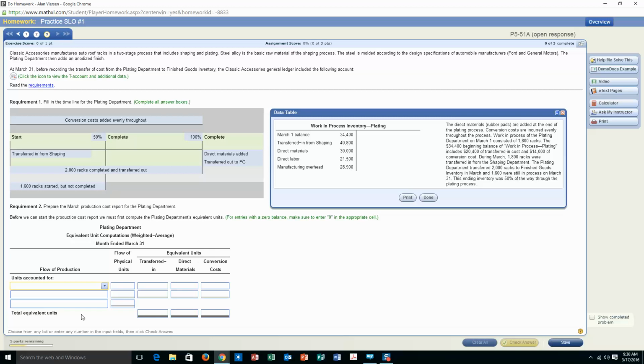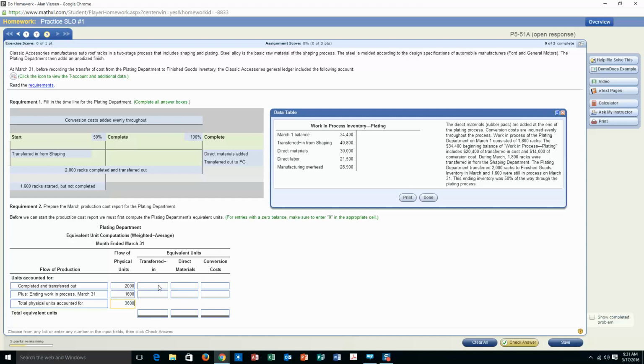Now this is the second part. It cut off the top part of it, but that's fine, we don't really need it. These are the units that are completed and transferred out. We're going to account for a certain number of units. This is plus the ending work in process. And so the total number of physical units accounted for, again we'll go back over here. This is 2,000 and the ending is 1,600. We're accounting physically for 3,600.